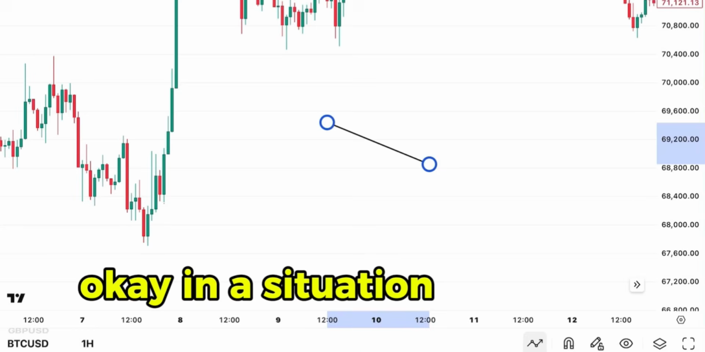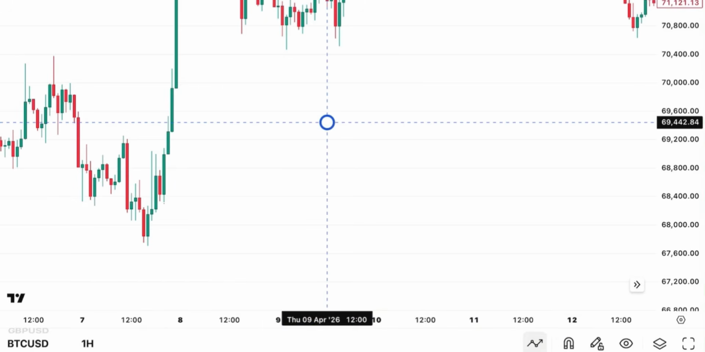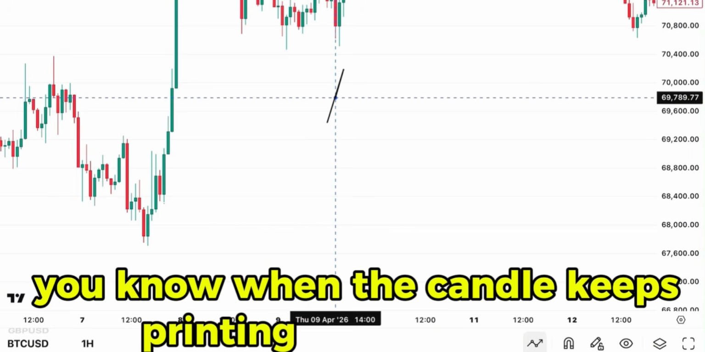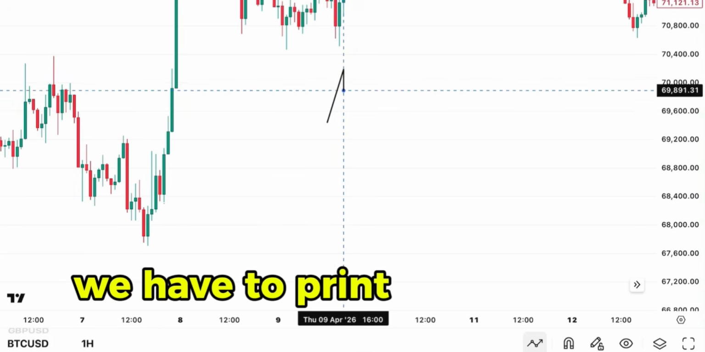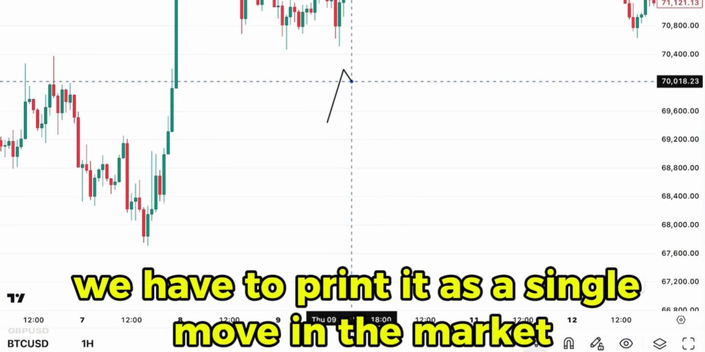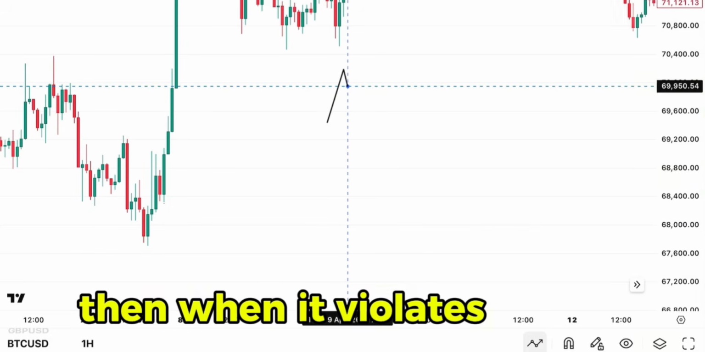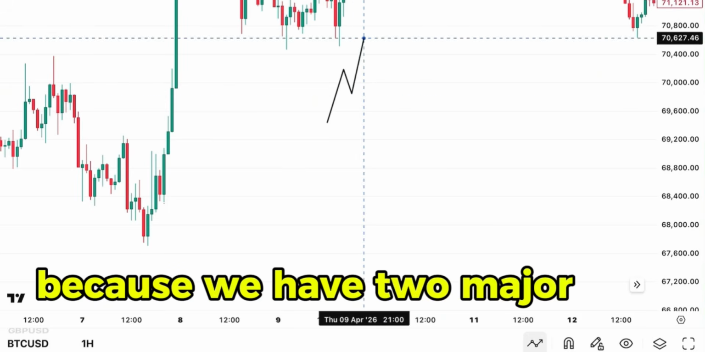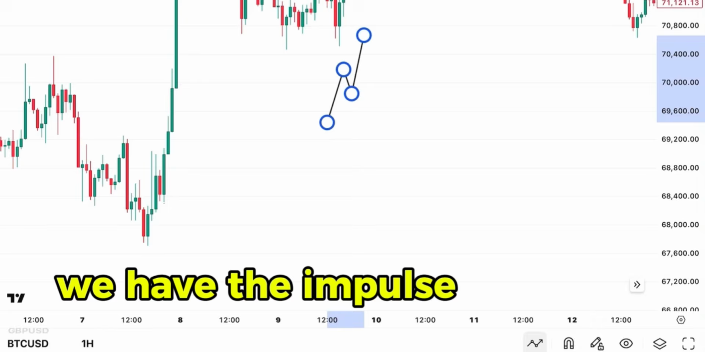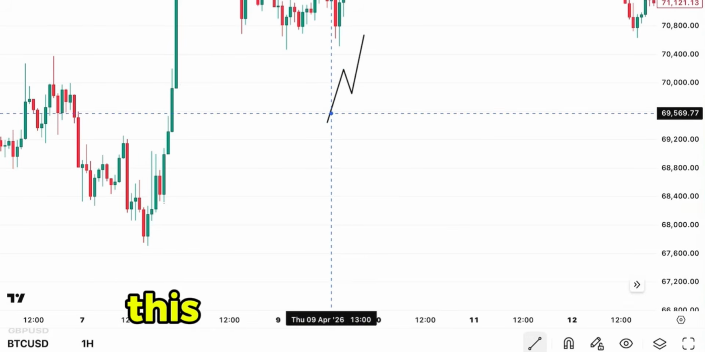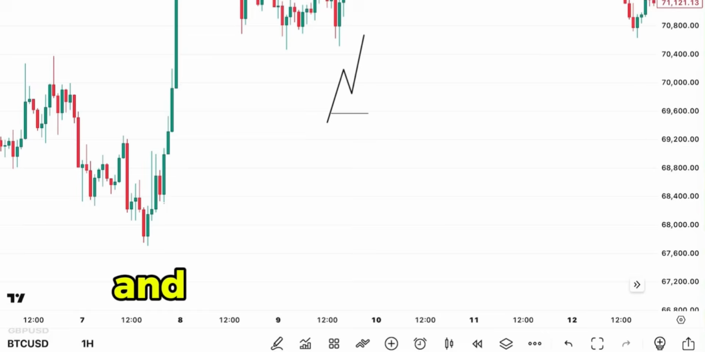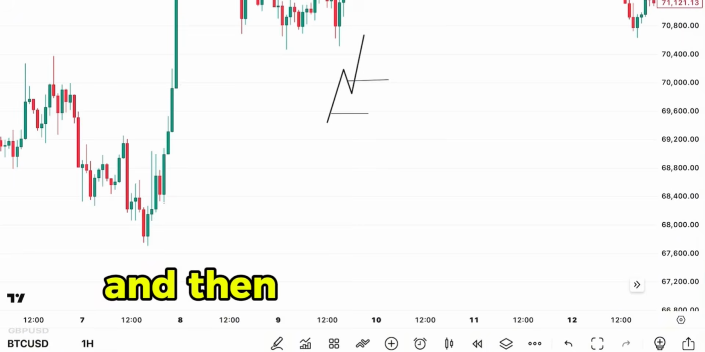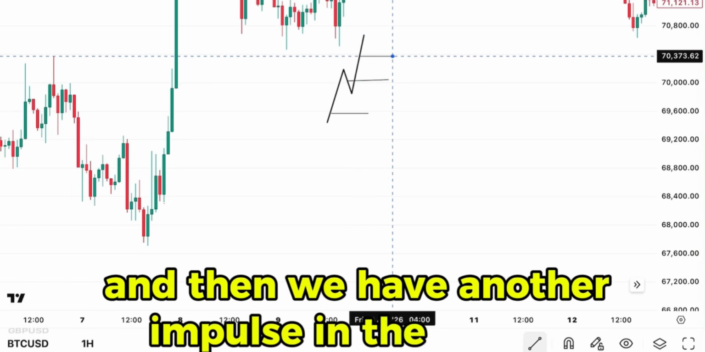Okay, in a situation where we have something like this, for an uptrend, we have a single move. When the candle keeps printing a series of highs, we have to treat it as a single move in the market. Then when it violates the rule, we have a retracement, because we have two major types of move in the market: the impulse move and the retracement move. This is the impulse move, and this move here is the retracement. And then we have another impulse in the market.